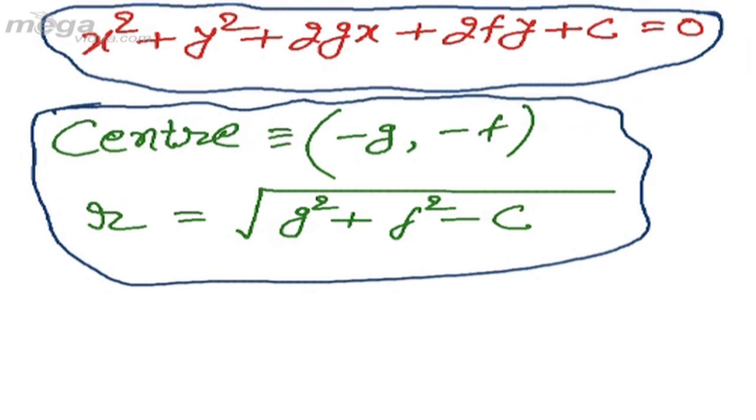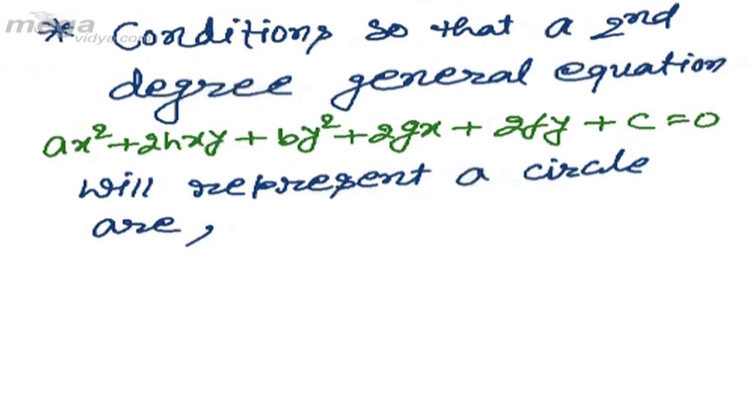We can see here there is no term present which includes x into y, that is xy. But in the general equation, here we have the term xy. So the first condition is h is equal to 0, that is, the coefficient of xy is equal to 0, because there is no term which includes xy.